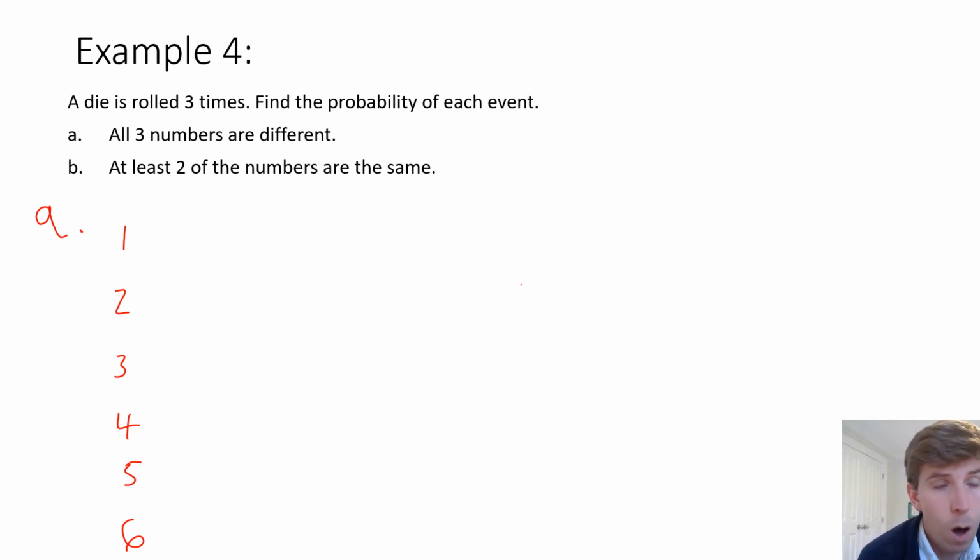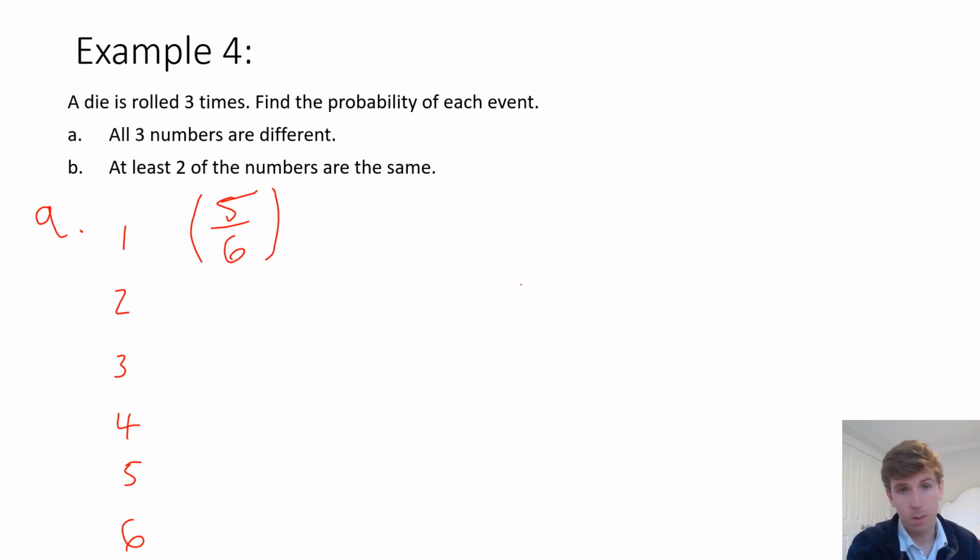So if we roll a 1 the first time, now we have 5 out of 6 options left. Same with the 2, same with the 3. So 5/6 is going to be the probability for the second one. The only thing we cannot roll is whatever we did the first time. For the third roll, now we only have 4 numbers that we can possibly roll, because we can't roll what we did the first time and we can't roll what we did the second time. That would just be 4/6.